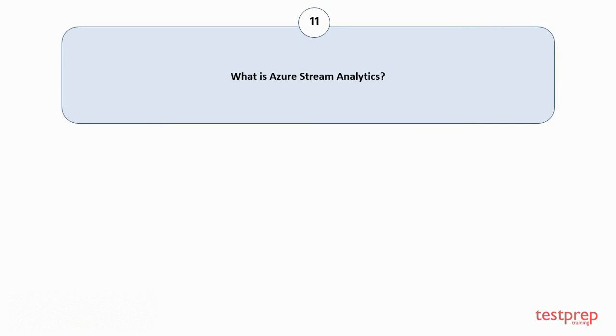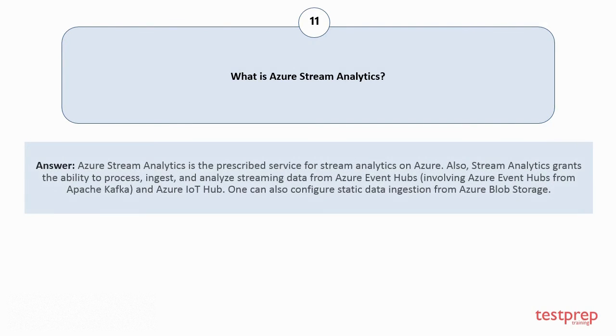Question number 11, what is Azure Stream Analytics? Your answer is: Azure Stream Analytics is the prescribed service for stream analytics on Azure. Also, Stream Analytics grants the ability to process, ingest, and analyze streaming data from Azure Event Hubs, including Azure Event Hubs from Apache Kafka, and Azure IoT Hub. One can also configure static data ingestion from Azure Blob Storage.